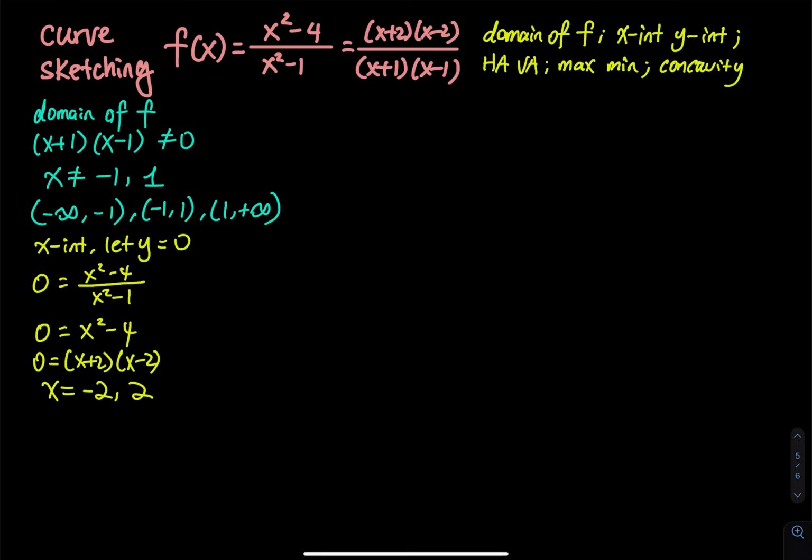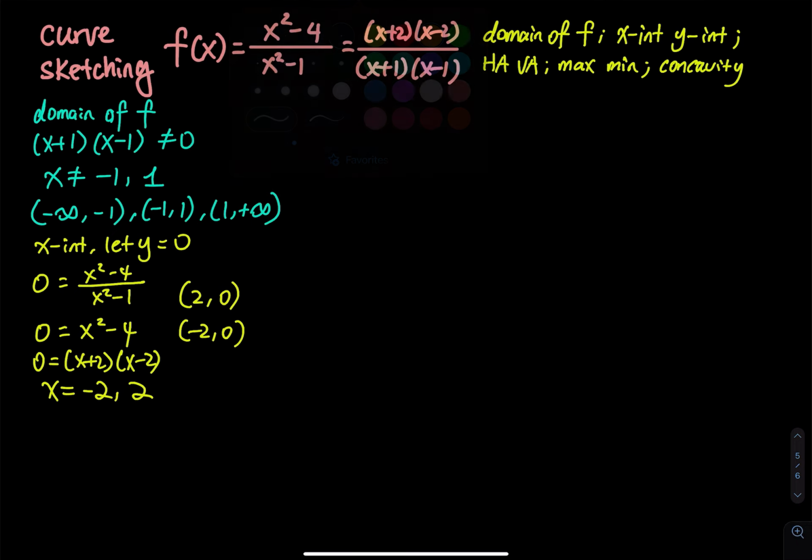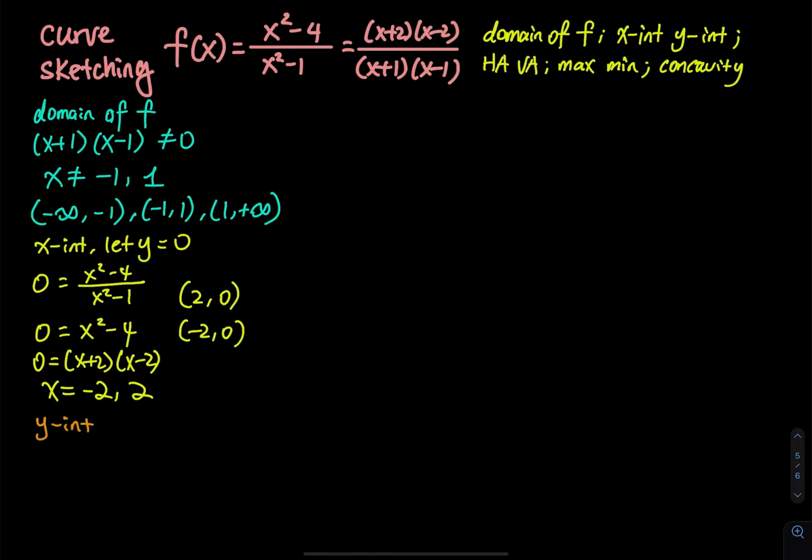This is one individual number. They are not x-intercepts. You have to put this on x and y coordinates. So 2 comma 0 and -2 comma 0. So these two are the x-intercepts. And then the next one is the y-intercept. The y-intercept is easy. For the y-intercept, you let x equal 0, then y equals 0 minus 4 divided by 0 minus 1, that is equal to 4, so 0 comma 4 is your y-intercept.